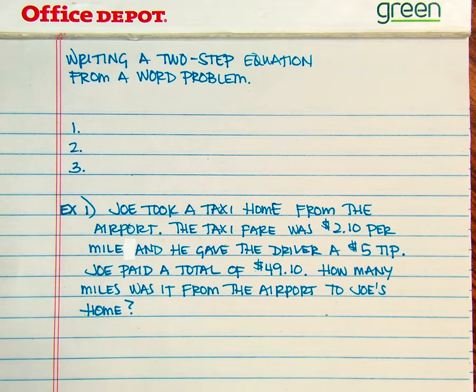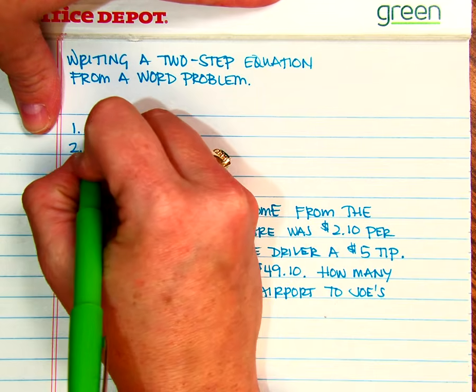Okay, so now we are stepping it up a little bit, and we are going to be writing a two-step equation from a word problem. The steps have not changed. You are still going to define a variable.